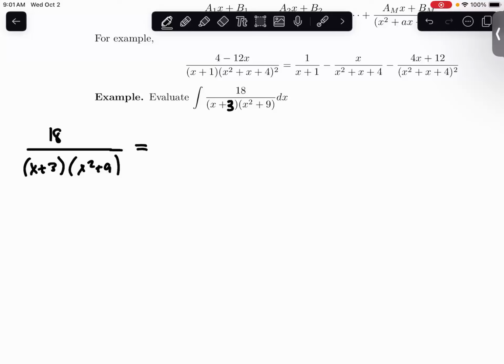And so the first term isn't really anything special. We'll just have a term that corresponds to the x plus 3. So we'll have an A over x plus 3. And so what's different now is we have an x squared plus 9 in the denominator. So that's an irreducible quadratic. So now we're going to have a Bx plus C in the numerator.